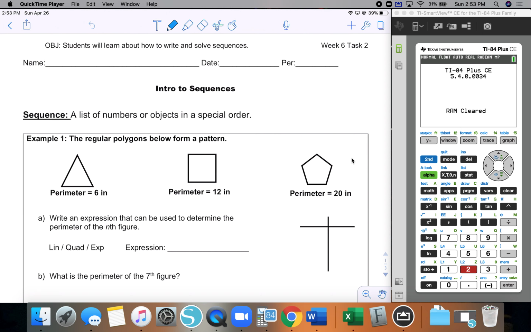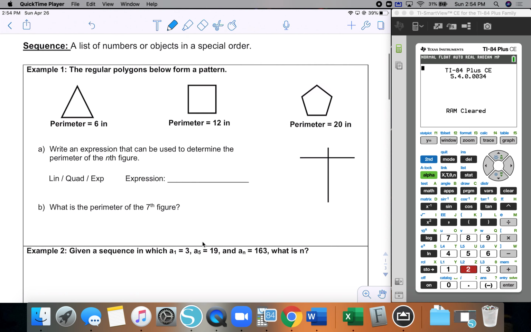This is a quick video to talk you through week 6 task 2. In this task we are talking about sequences. Now a sequence is a list of numbers or objects in a special order. The only difference between week 6 task 1 and week 6 task 2 is the fact that you will have to write the table before or in addition to all of the steps with task 1. So that's really the only difference.